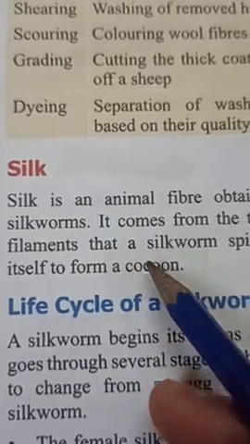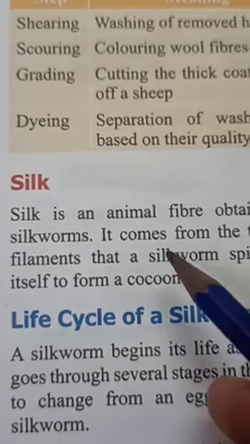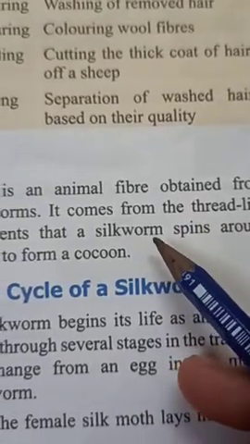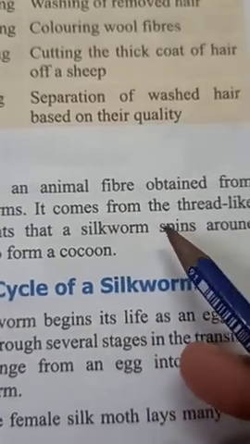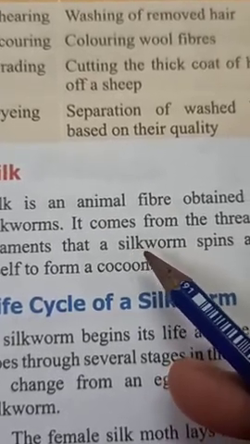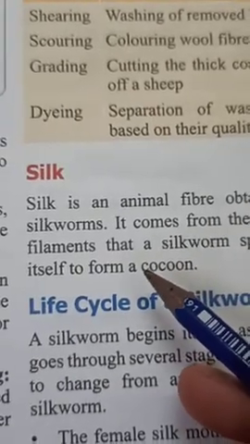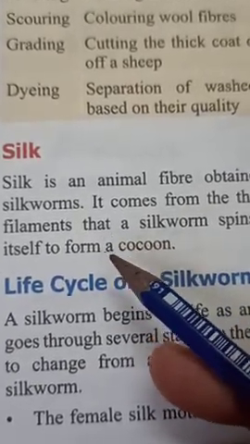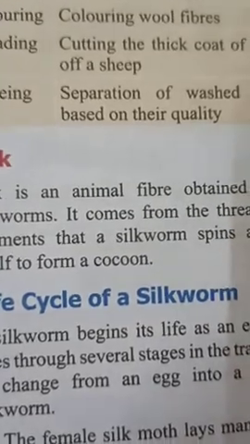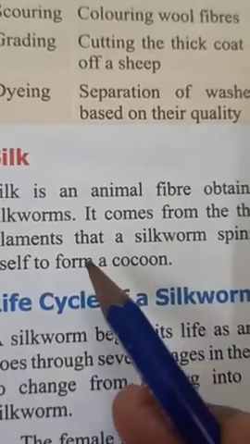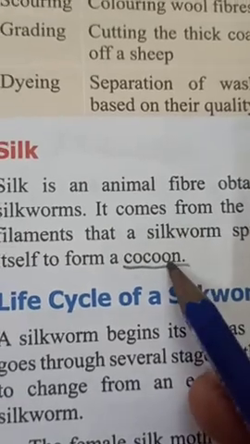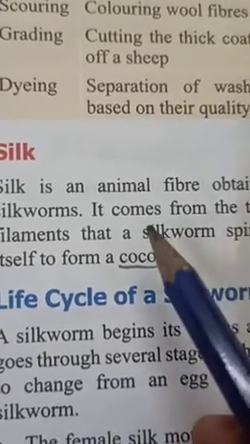Children, in the junior classes also you have studied about the silk moth or silkworm. This worm spins a long filament, means thread like structure, which is called a filament, and that filament it spins around its body. It is originally white in color, and when it wraps this silk filament around itself, then it is called a cocoon. At this stage we get silk from silkworm.